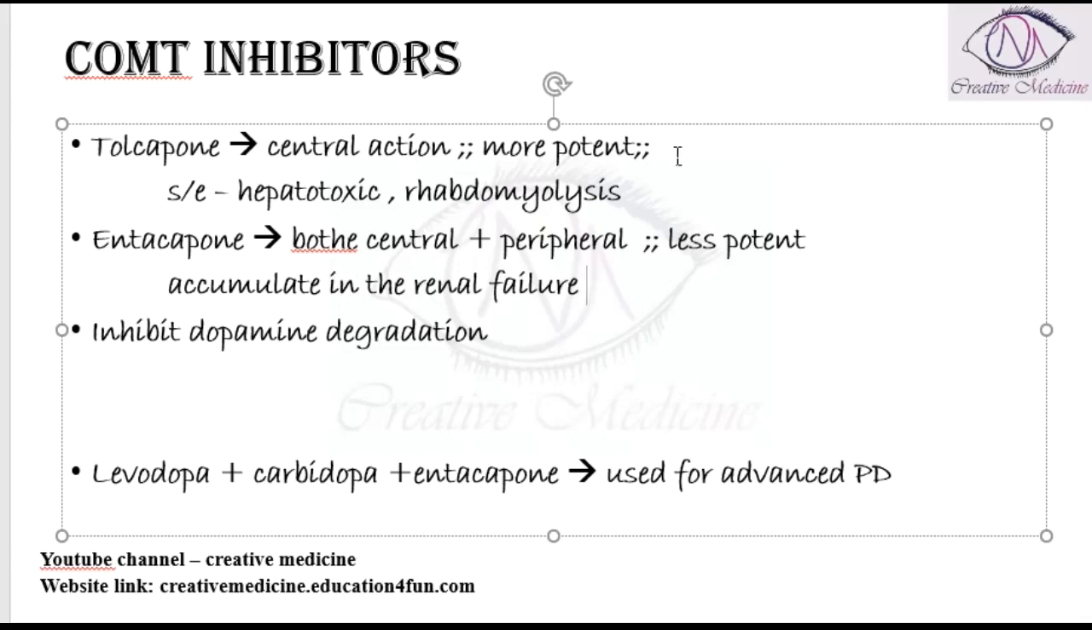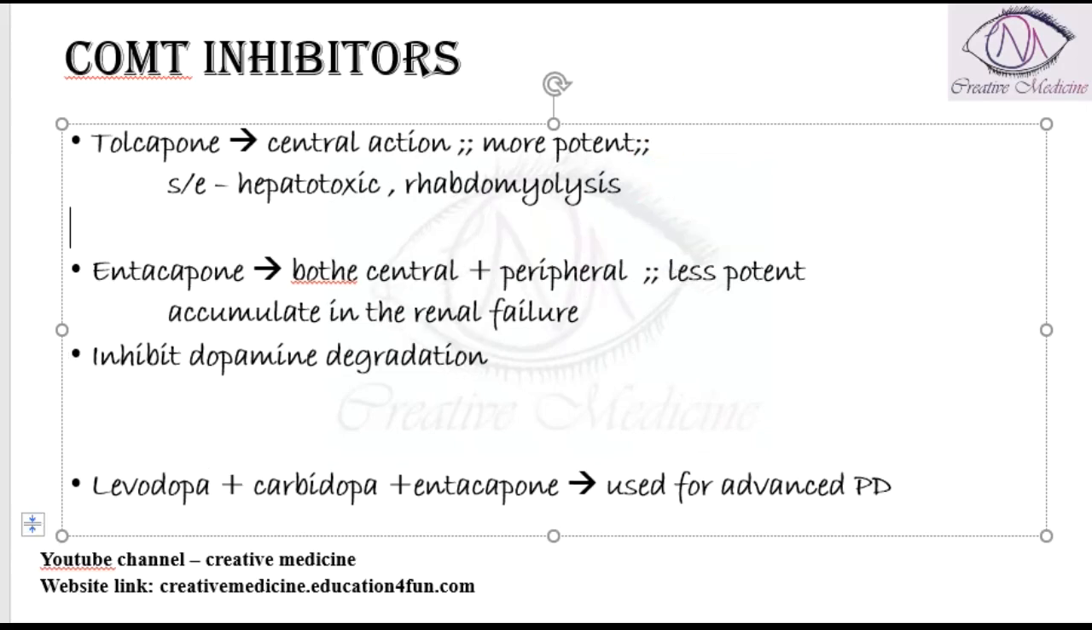So tolcapone and entacapone are mainly used in severe or advanced Parkinson's disease. Tolcapone is more potent and causes hepatotoxicity, so it is not used normally because of this hepatotoxic nature.